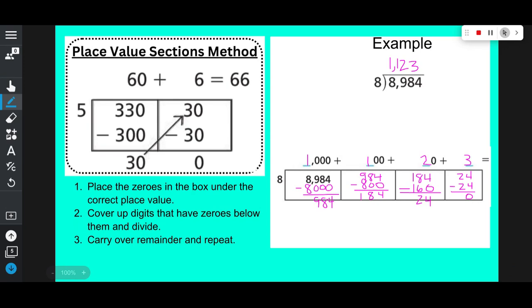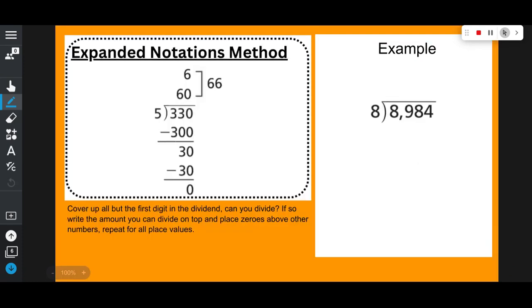Again, pause the video if you need to rewatch that portion. We're going to move into another new method. This one's the expanded notation method. Now, if you are starting to realize all these methods are actually using a very similar process, whether they're working with the whole number or they're working with only parts of the number.